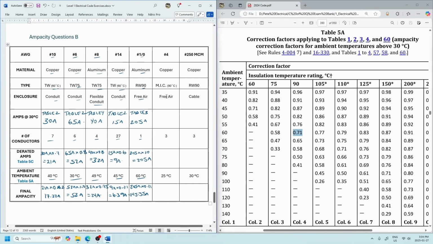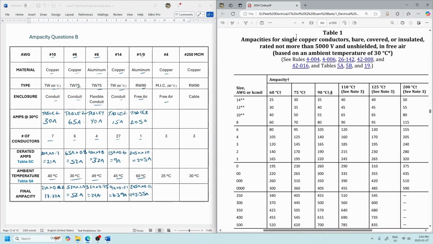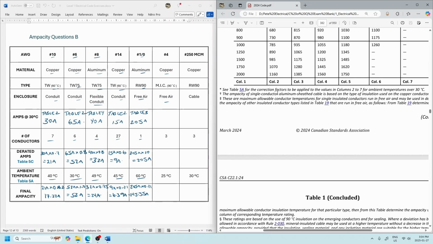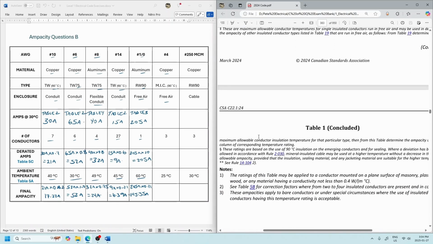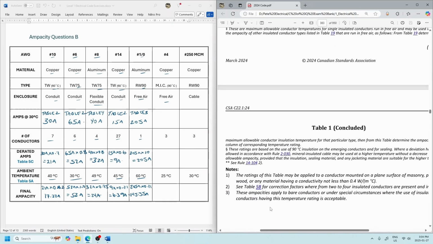Okay, let's take a look at the next guy. Next guy is free air as well, but they're copper, right? So we got to go to table 1 for that. Yeah, copper and free air. Okay, this is mineral insulated cable. There's a note at the base here for mineral insulated cable.